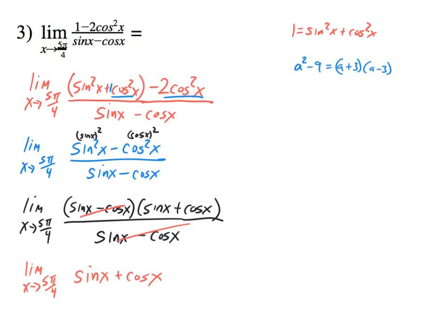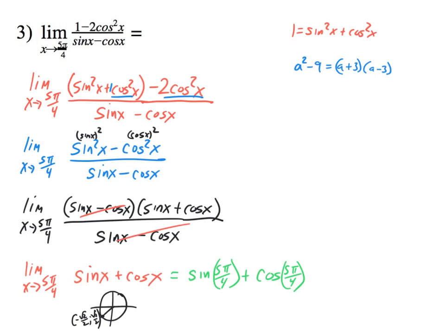So let's try it. What I get now is the sine of 5 pi over 4 plus cosine of 5 pi over 4. Okay, so what are those two values? Well, let's think about it for a second. We've got the unit circle here. 5 pi over 4, where is that? Isn't that right here? All right, so isn't that going to be negative square root 2 over 2, negative square root 2 over 2?